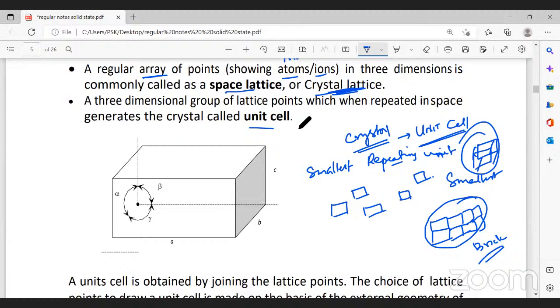We learned three definitions now. What are the three definitions now? One is lattice point. The other one is space lattice. The third one is unit cell.